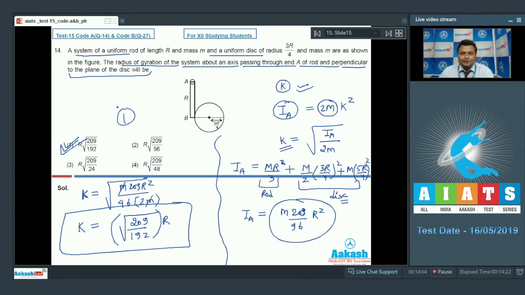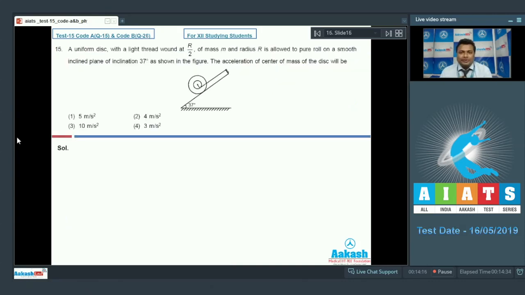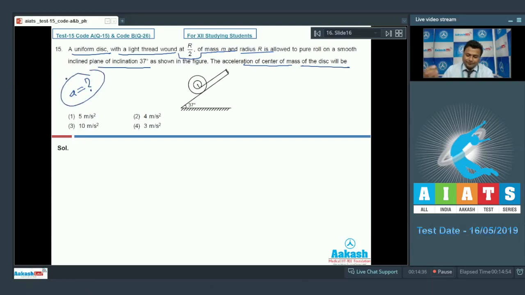Now move on to the next, that is 15 number. So here is question number 15, everyone. A uniform disc with light thread wound at r by 2, of mass m and radius r, is allowed to pure roll on a smooth inclined plane of inclination 37 degree as shown in figure. The acceleration of center of mass of the disc will be what? We have to calculate acceleration first of all.